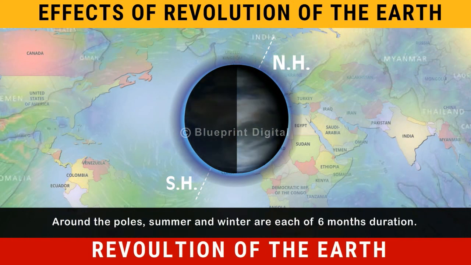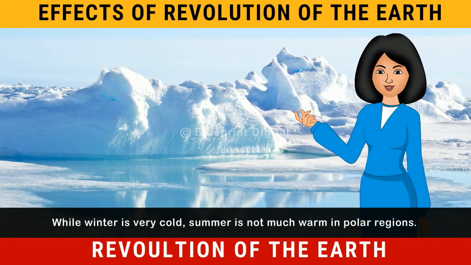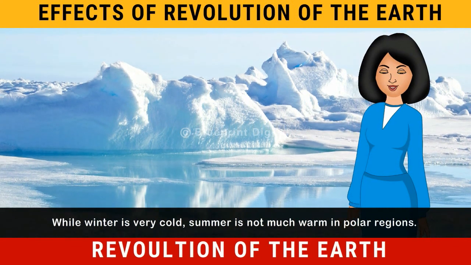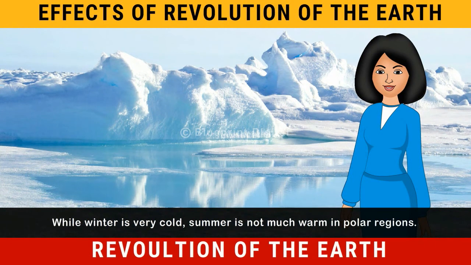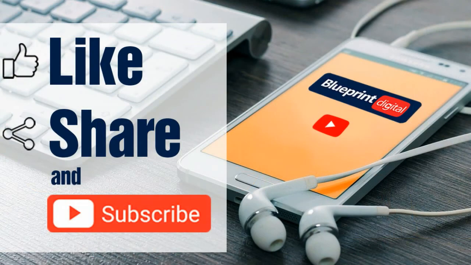Around the poles, summer and winter are each of 6 months' duration. While winter is very cold, summer is not much warm in polar regions.